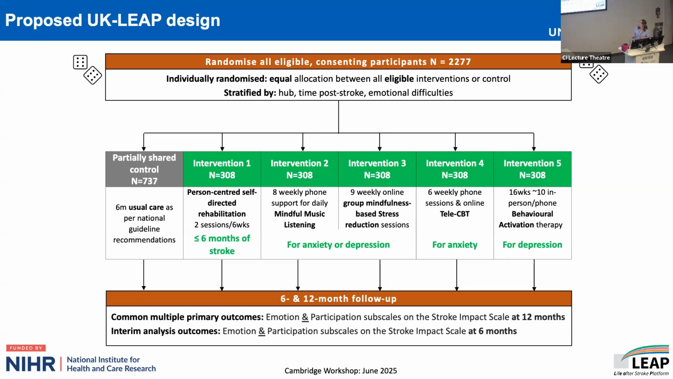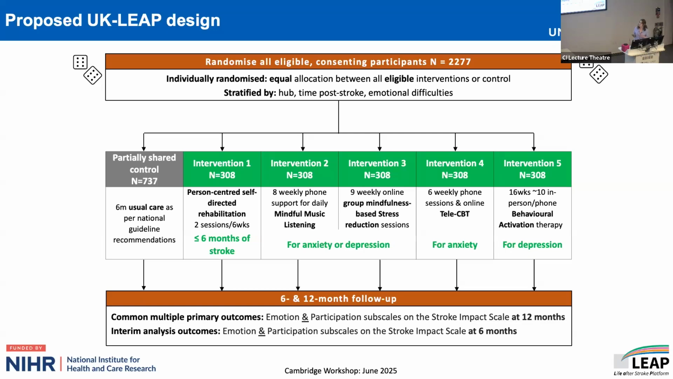So the comparison would be intervention plus usual care compared to usual care alone. And the intention was that patients eligible for the platform as a whole would then be randomised equally between all interventions for which they were eligible, or to the usual care control arm. And you can see we required a total of 308 participants to be allocated to each intervention arm, and we anticipated that given those different eligibility criteria for the interventions, that would lead to around 740 participants randomised and contributing to the overall control arm.